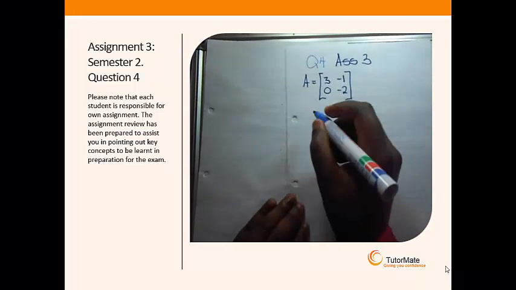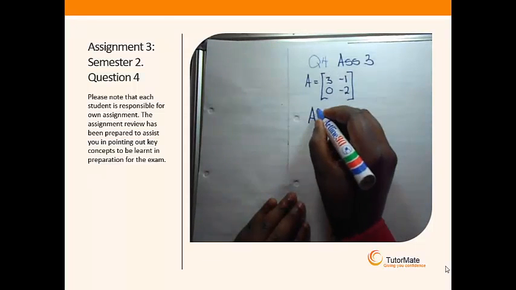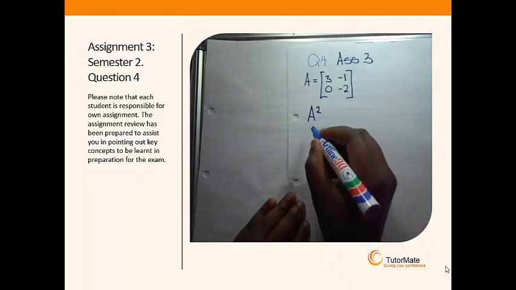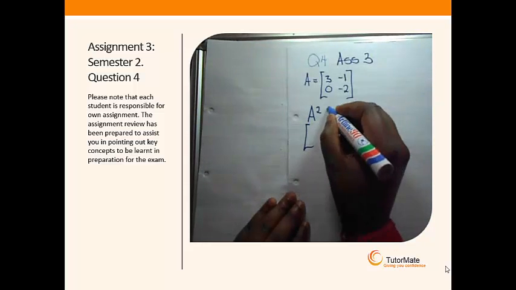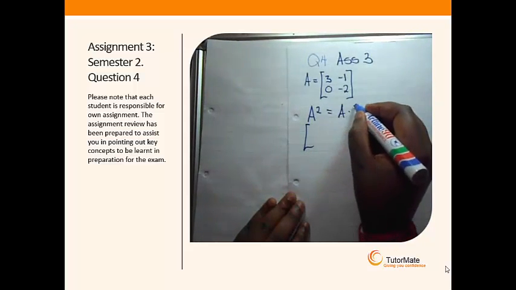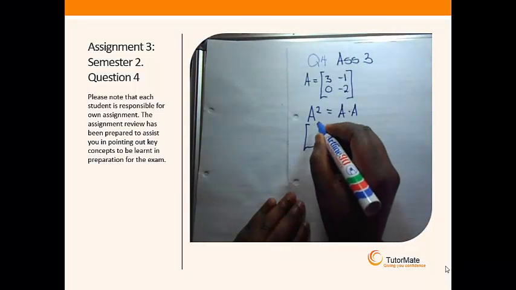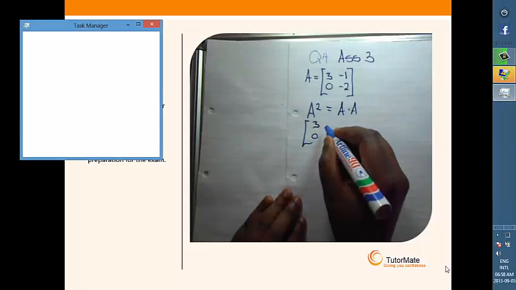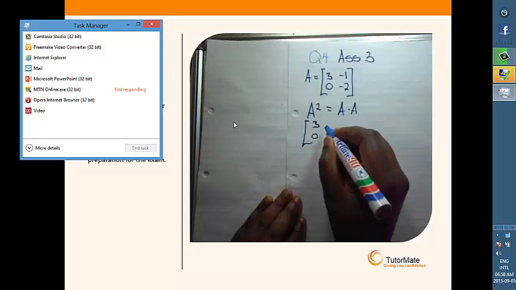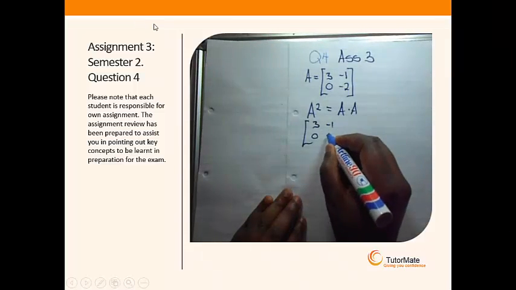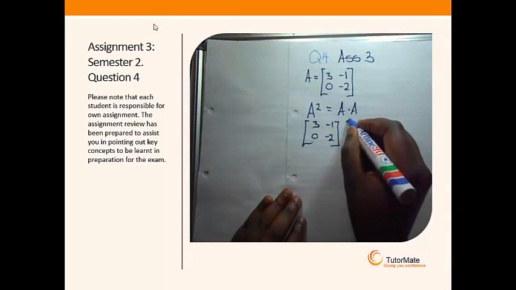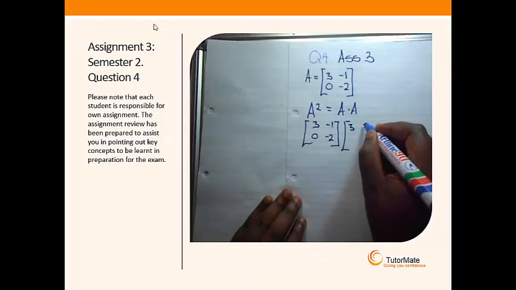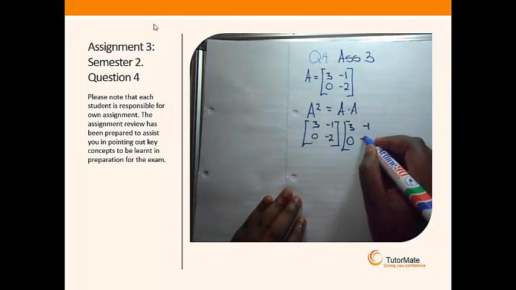So you first have to calculate your A squared. A squared is the same as saying A times A. So if you multiply A times A, you're going to get 3, 0, minus 1, minus 2, this is A, then you're multiplying by another A, 3, minus 1, 0, minus 2.